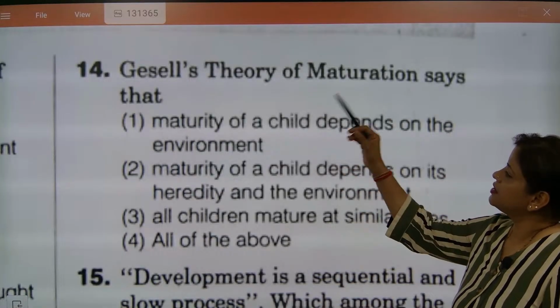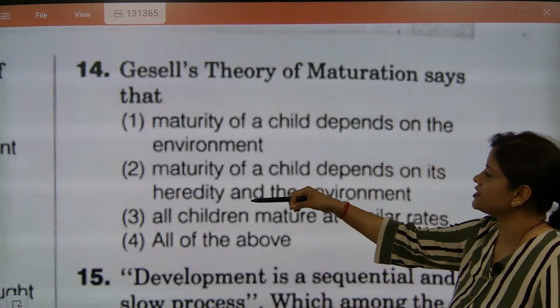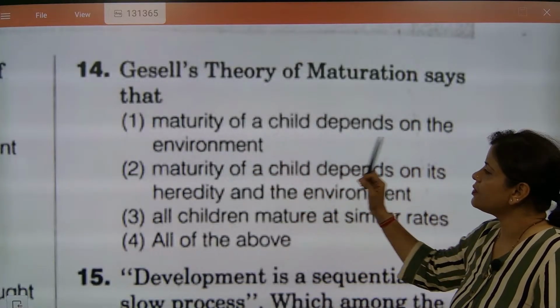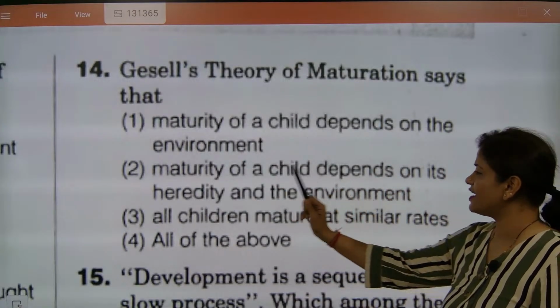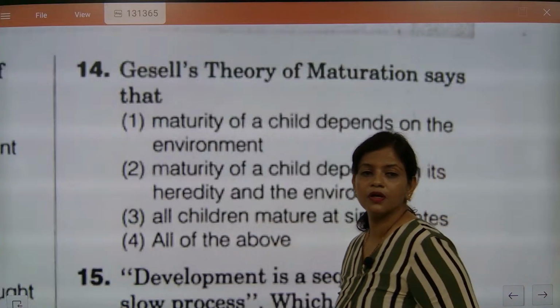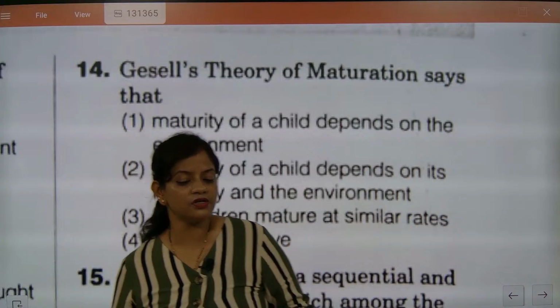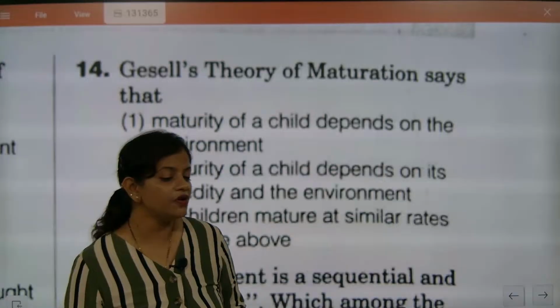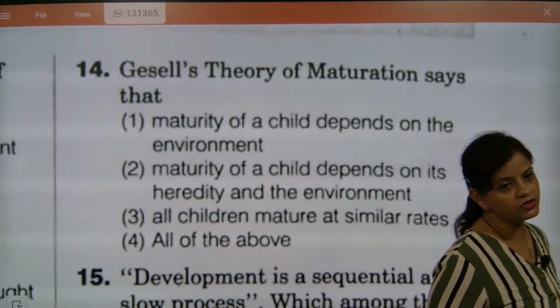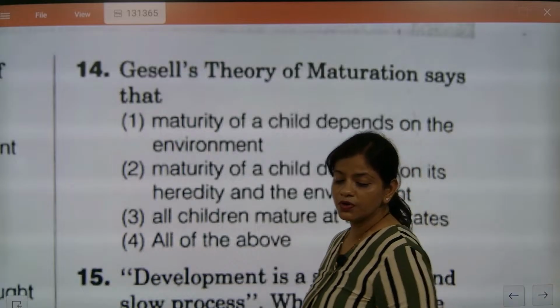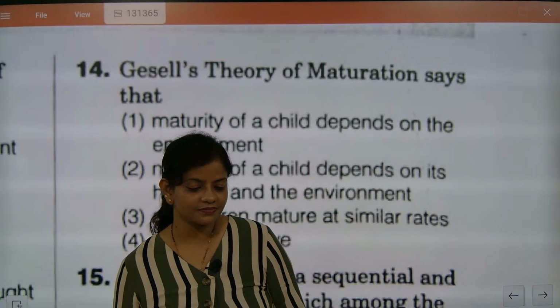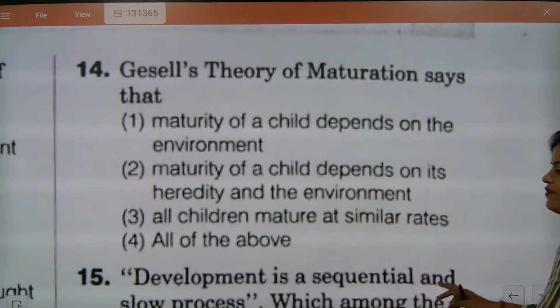So now look here. Guess's theory of maturation says that maturity of a child depends upon environment. No, not at all. Maturity of a child depends on its heredity and the environment. Understood? Both the factors are there which are responsible. So heredity and environment together are responsible for the maturation of a child. It's not only one factor, it's both.